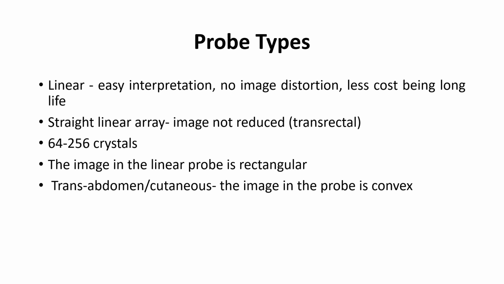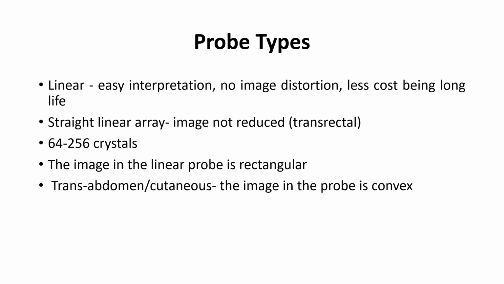So now we learn about the probe types. That could be a linear probe, also classified as the straight linear probe. In this image it is the transrectal form. This type of probe is used transrectally, and the image in this is rectangular, so its interpretation is easy, and it is less costly, being long life. And these types of transducers have 64 to 226 crystals.